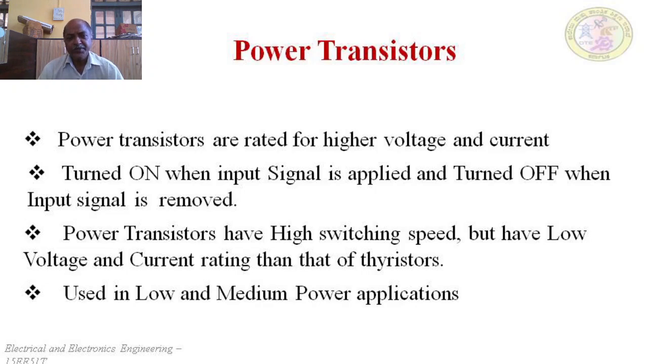Now power transistors means transistors which can handle a large amount of current and can operate at higher voltage, or can handle a large amount of power. The main features of power transistors are that they are rated for higher voltage and higher current, and they can be turned on when an input signal is applied, and they will turn off when the input signal is removed. Transistors have high switching speed but lower voltage and current rating than thyristors. Hence transistors are mainly used for low power applications where the switching speed required is higher as compared to thyristors.